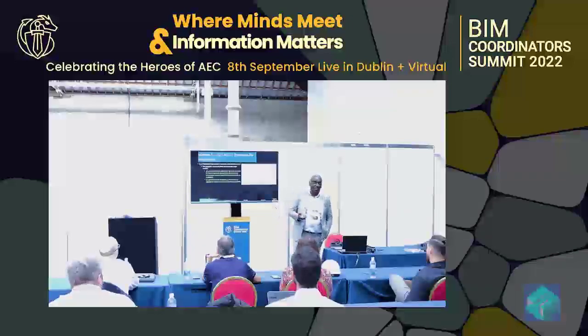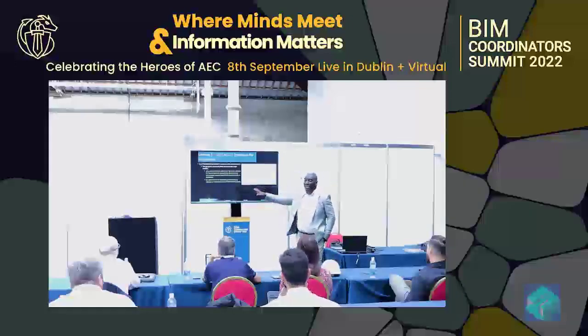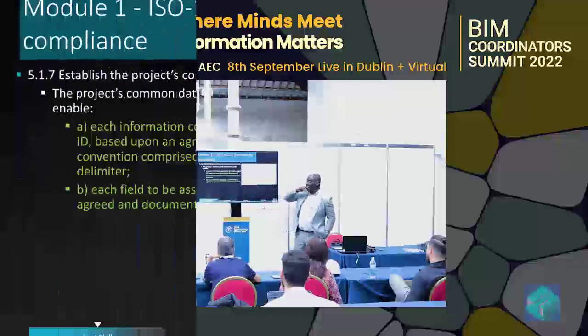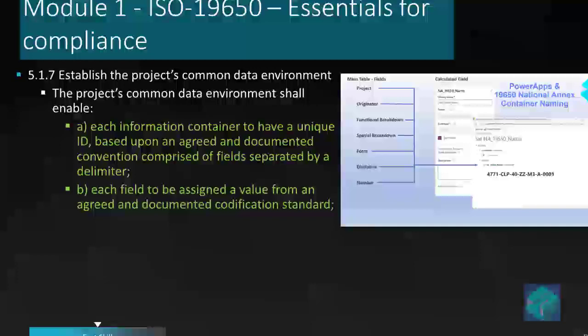All right, so let's start with the first part of this, which is really looking at the essentials for compliance. Now, again, my experts, Graham and Nigel, will tell you that they know this back to front. They can sort of recite it without even having to open 19652. But one of the critical parts of that is section 5.17, and I'm just going to read out some key parts of this, which is around establishing the project's common data environment. And the key part is that each information container is to have a unique ID based on agreed and documented convention comprised of fields separated by delimiter.